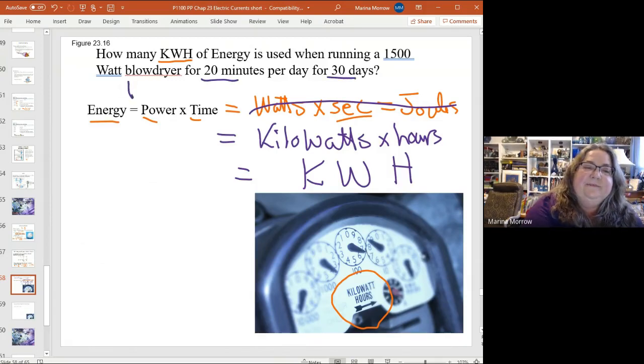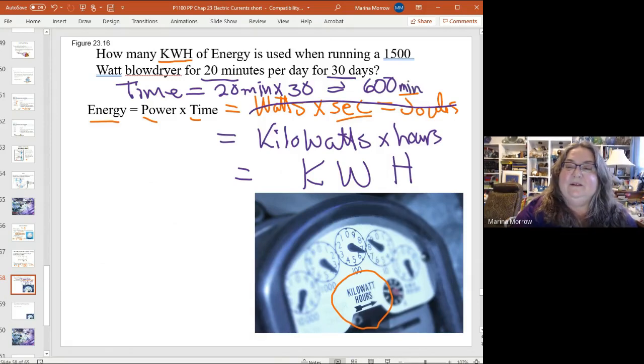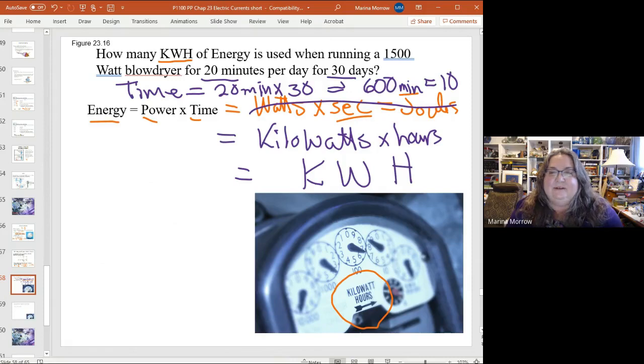So the time is going to be 20 minutes a day. You can just do this by going 20 minutes times 30 days. And that's going to give you 600 minutes. And that's going to be, of course, 10 hours, right? 600 minutes is 10 hours. All right, so now you've got your time in hours, which is what you need.